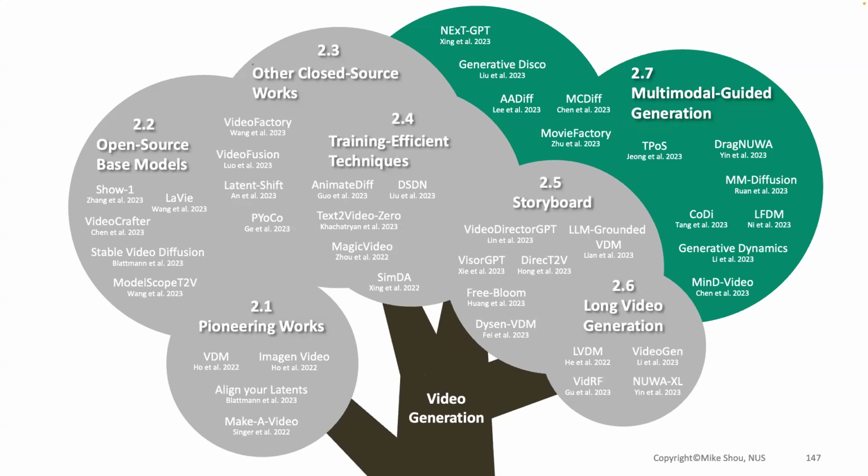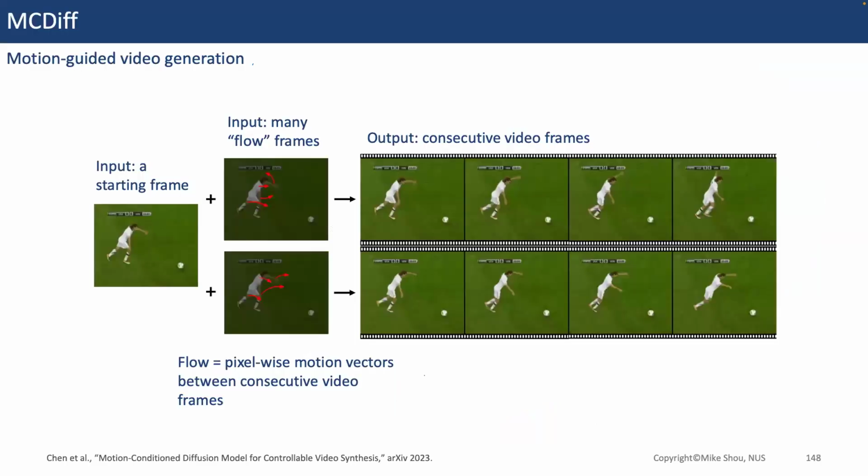So in this topic, we are going to explore more works in the video generation guided by different modalities. There's been a lot of work focusing on these areas. The first one is the so-called MCD, motion conditioned diffusion. This model uses motion to guide the video generation. The idea is to provide a starting frame and then allow users to draw arrows to indicate the movement in the next frames.